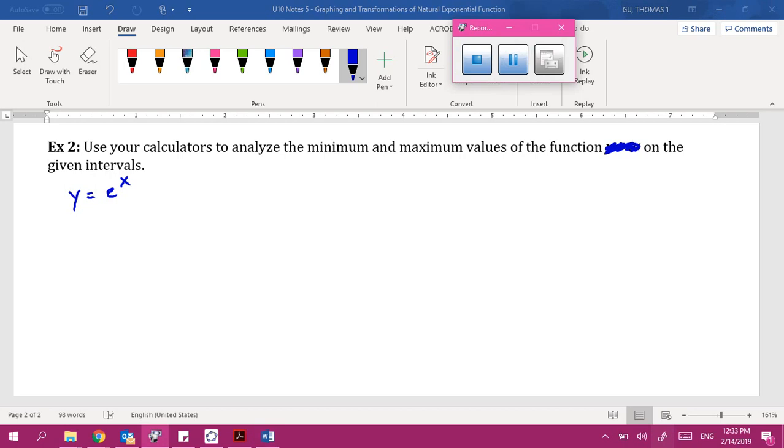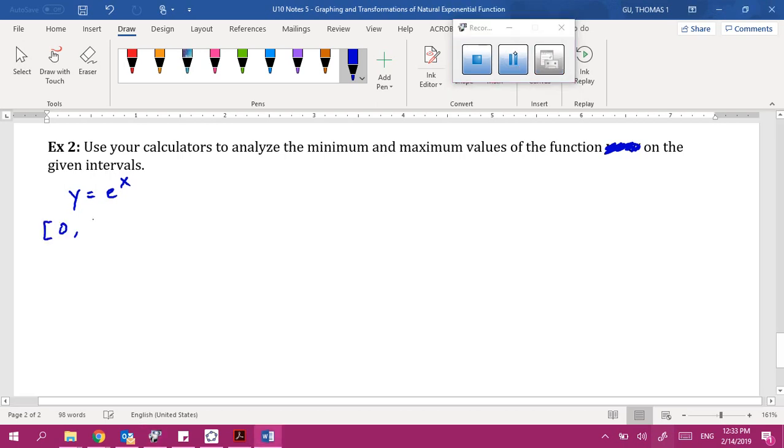Okay, y equals e to the x on the interval of 0 to 6. Now, that's one way to show you an interval. Another way, which is what they showed you on the test, was 0 less than or equal to x less than or equal to 6. Both of these say the same thing, interval from 0 to 6. You're limiting where you're looking. So you're looking for the minimum and maximum of your graph on this interval.